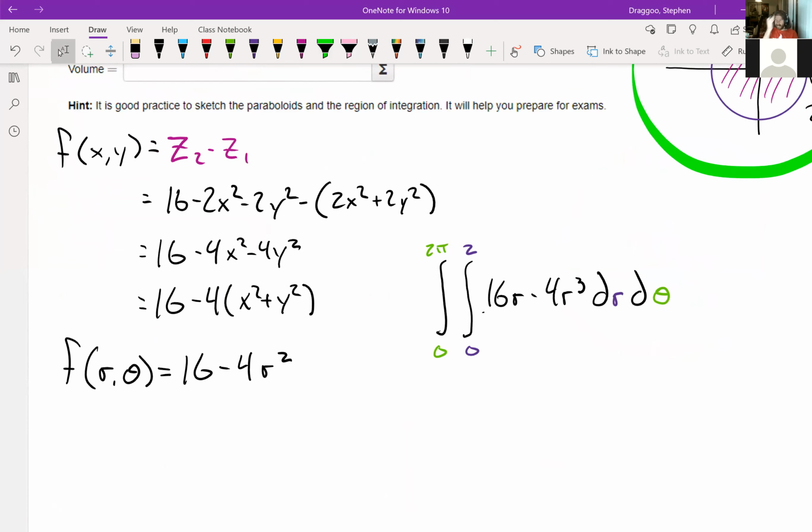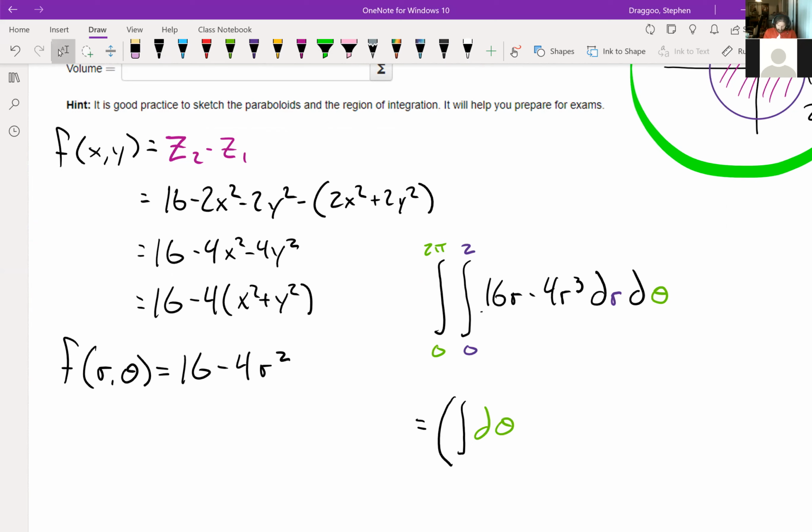But moving on, we need to integrate this thing. Notice that it's a separable integral, because there really isn't a theta in there, and I can factor all of my thetas out from all of my r's, meaning I can just do an integral for theta. Watch out, this will be just d theta from 0 to 2 pi, times just an r integral that goes from 0 to 2, 16 r minus 4 r cubed dr.